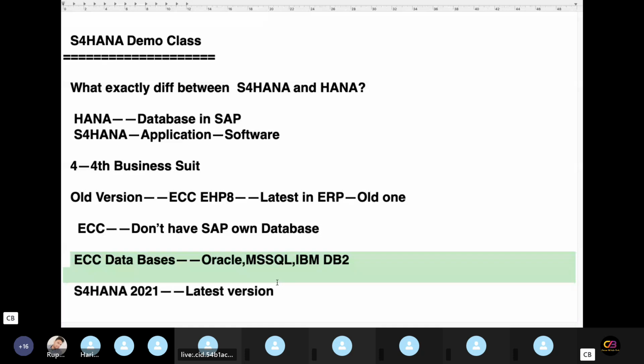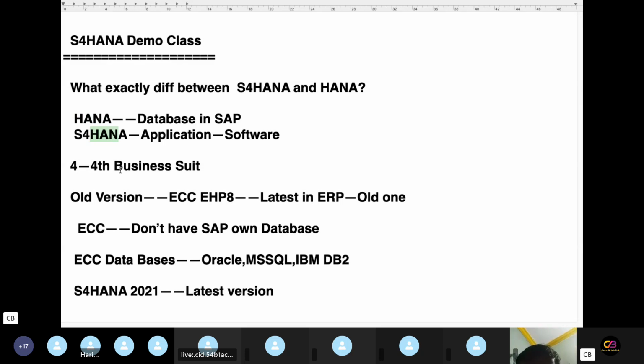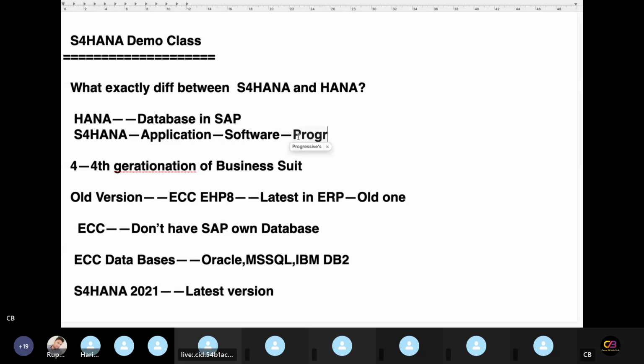But after some time, SAP came up with a new database. That database is called the HANA database. HANA is the database, and S4HANA is the fourth generation of the business suite. It's a software, a programmed software. So HANA is the database. S4HANA means fourth generation of the business suite.